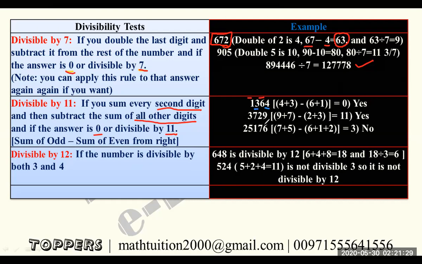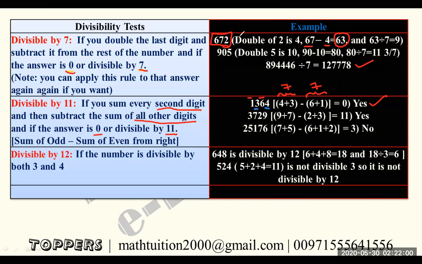Now let us add the odd position numbers, that is 4 plus 3. 4 plus 3 is 7. Then the even positions, that is 6 plus 1, that is 7. 7 minus 7 is 0. So this number is divisible by 11.